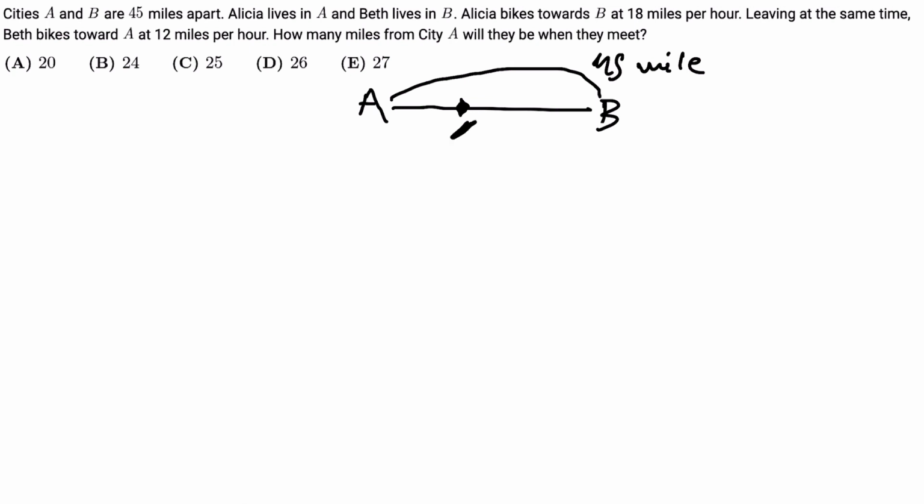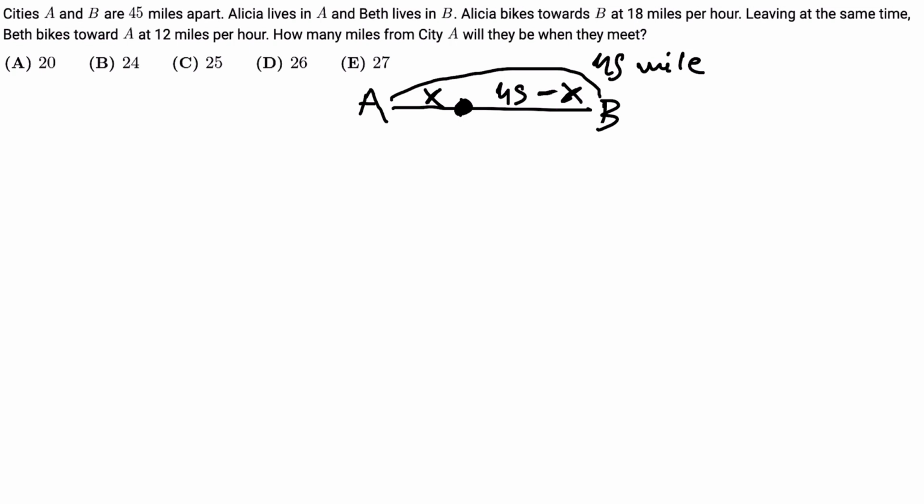Actually, let's not call that X. Let's not label it. Let's just say it's a point. Since this distance is 45 miles, and we want to know how many miles from city A they will be when they meet, we're going to call that distance, this right here, X, because that's what we want to find. And since this distance is X, this distance right here is going to be 45 minus X. So we have 45 minus X.